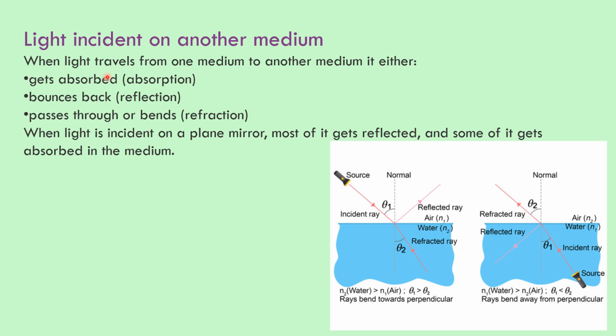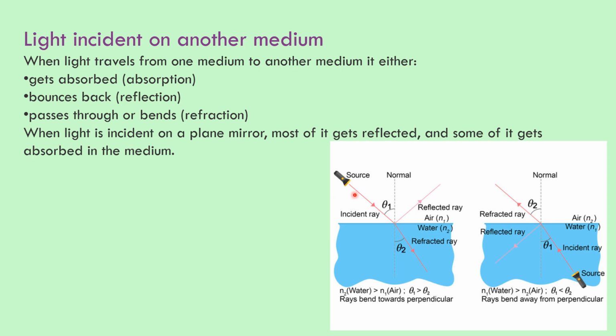When light travels from one medium to another medium, it either gets absorbed. Some of the light rays may get absorbed. Radiation may bounce back, meaning they get reflected. Some pass through or bend. Some light rays may pass through a medium, otherwise they will bend. That type of ray we call refraction. When light is incident on a plane mirror, most of it gets reflected and some of it gets absorbed in the medium.